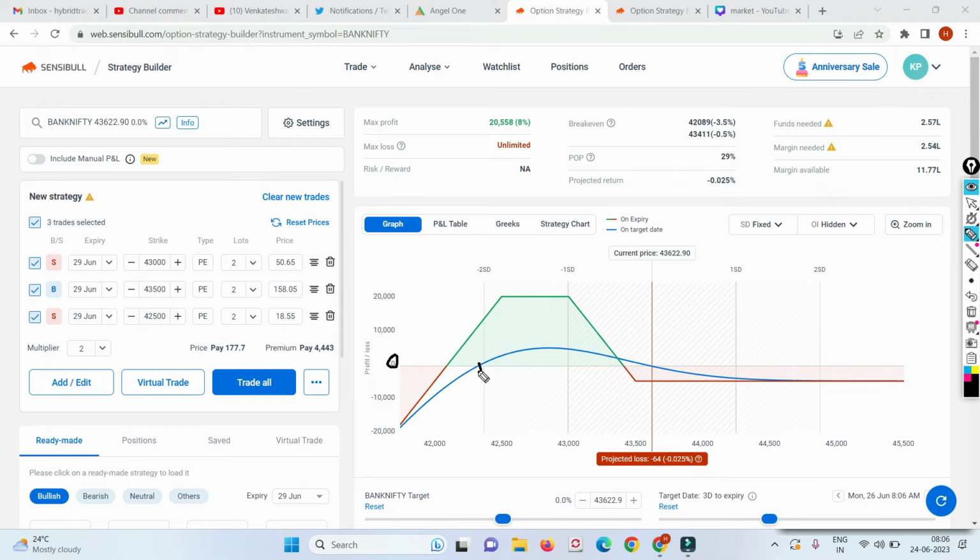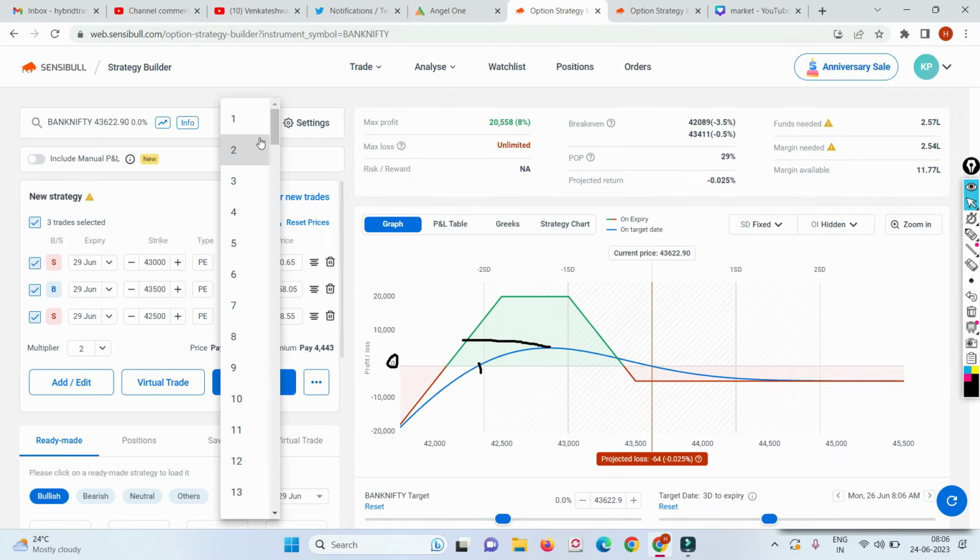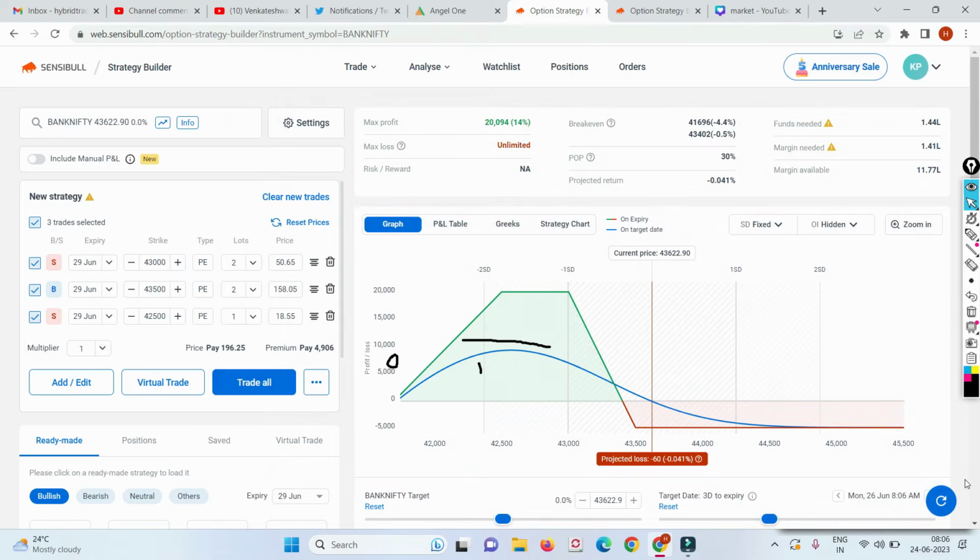So if I want to make this blue line more steep, something like this, what I have to do is just change the quantity of your second sold position to 1. That's it. Now check, your blue line is giving you a safety of almost 4.5%. Your blue line was safe till this point, but now I cannot drag this. So you have to play with the quantity. Check the blue line, but your loss will increase here, right? Your loss will increase.